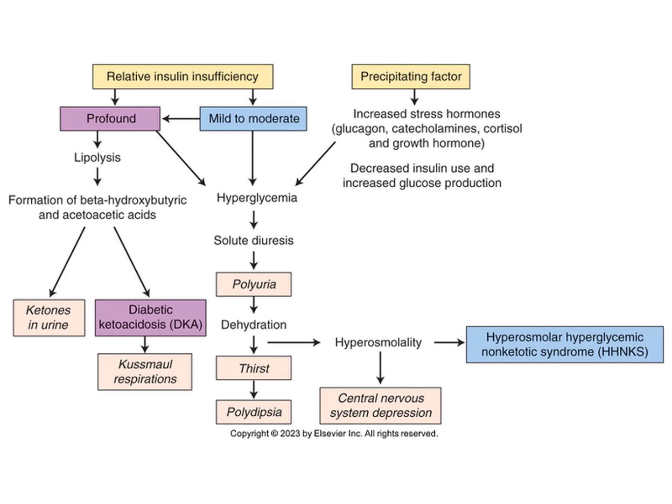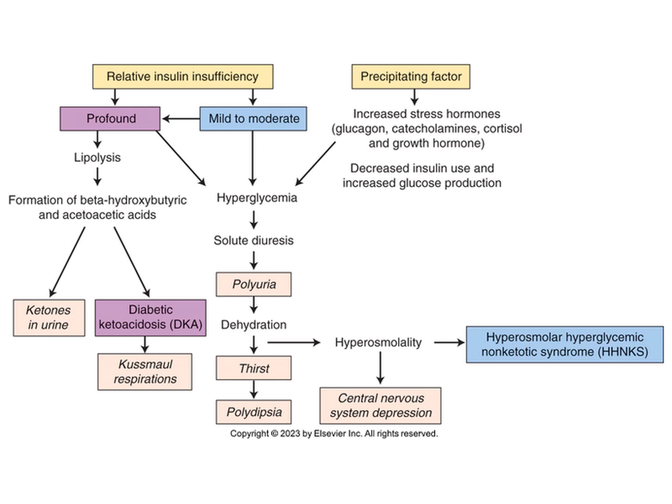In DKA, insulin deficiency leads to unchecked gluconeogenesis and lipolysis, producing ketones and causing metabolic acidosis. Patients present with rapid breathing, fruity-smelling breath, nausea, and altered mental status. In HHNKS, glucose levels can exceed 600 mg/dL with extreme dehydration and electrolyte imbalances, but no ketones.